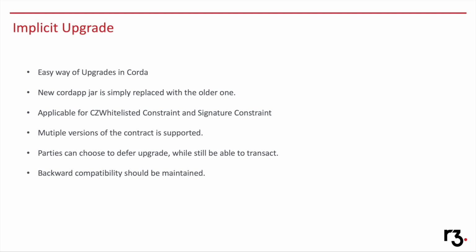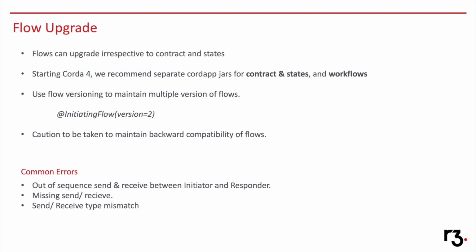While we talked about upgrading contracts in this video, flows are also a part of the application and may need upgrades more often than the contracts. And since flows have nothing to do with contract verification, we recommend packaging them in a separate jar. So you should ideally have two separate jars for your application, one for contract and state and the other for flows and services. This allows you to upgrade flows without worrying about contract constraints.